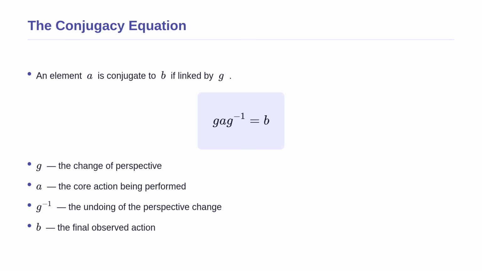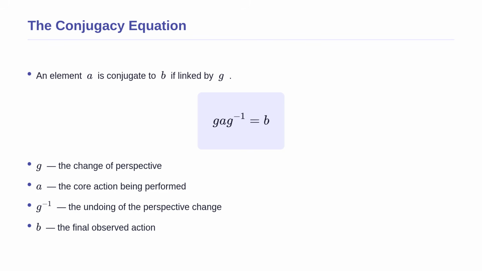Now that we understand the idea of the same action from a different perspective, let us translate this into formal mathematics. In a group, we say that an element A is conjugated to another element B if we can find some third element G that links them together. The mathematical link is the equation G times A times G inverse equals B.